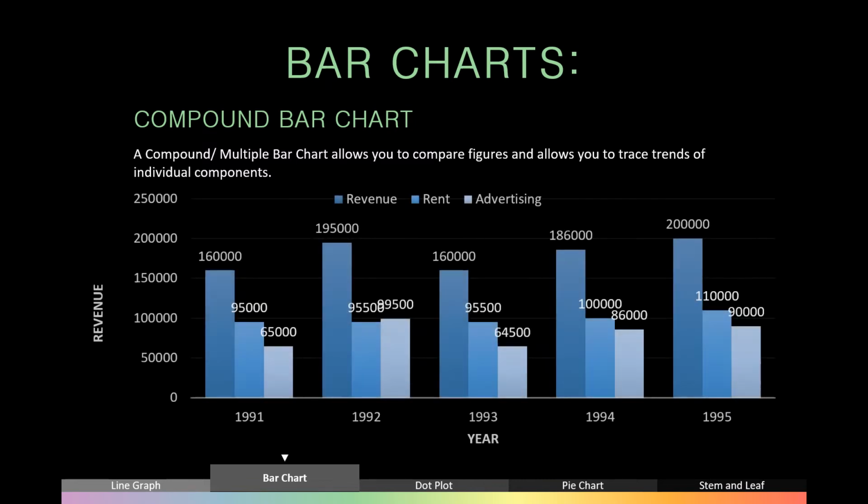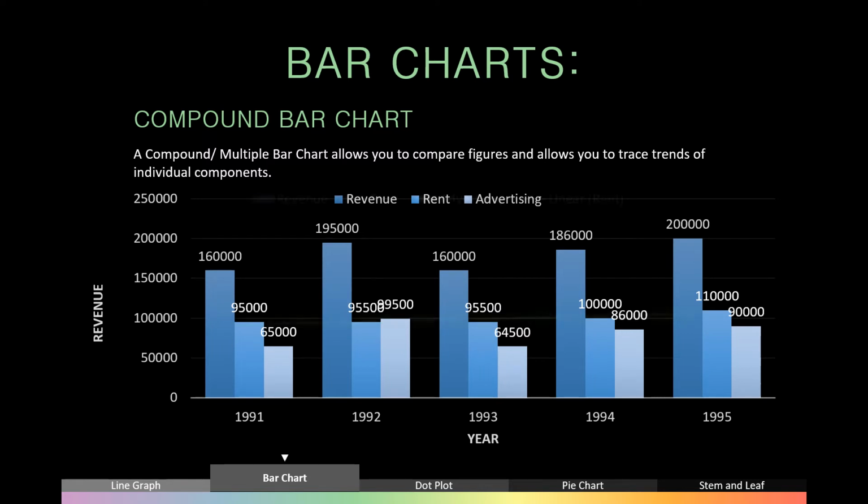From our previous example, you can see that the first bar is our revenue. So we still have that bar there. However, we now have two different bars representing rent and advertising, which is representing the components that go into making up that total revenue. And this makes it really easy to compare the different values and to pick up on trends.